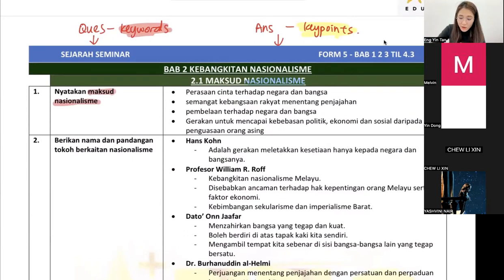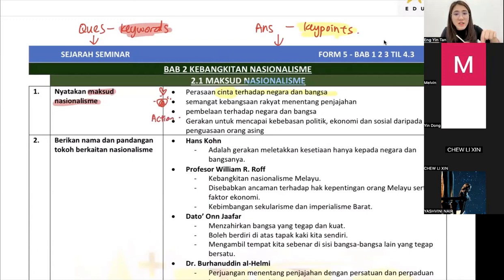Now you see, you need to write the answer. Cinta terhadap negara dan bangsa. Love the country. Do not write patriotisme. Patriotisme means the semangat cinta akan negara saja. But this one is like the feeling. Guys, I told you, this is not just a feeling, but your mindset also needs to change. That's how I remember, I always tell my student, you cannot just feel saja. You cannot just think saja. You also need to take actions.